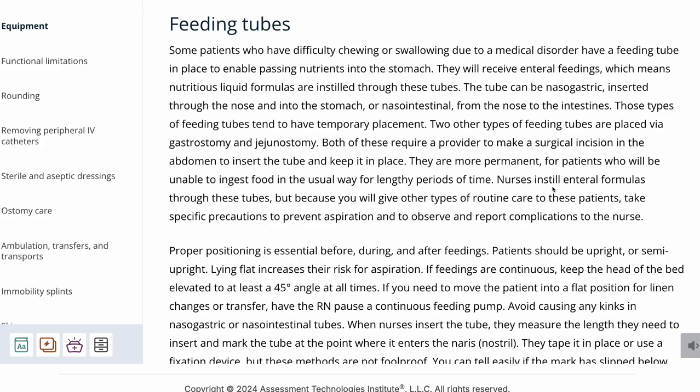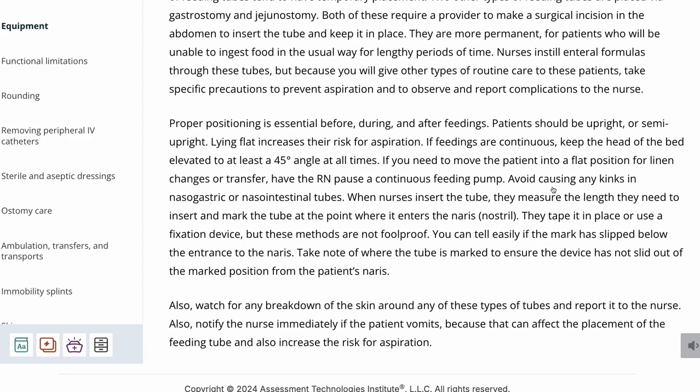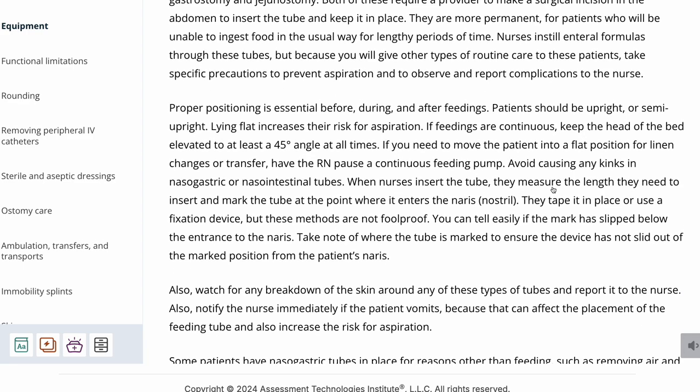So we have to realize, oh, this patient just got a feeding tube. I better let them sit up for a good hour before I start laying them flat and moving them around and doing stuff to them. So it's important to know when a patient has had their tube feeding so you can be conscious of that. Lying a patient flat increases their risk for aspiration.